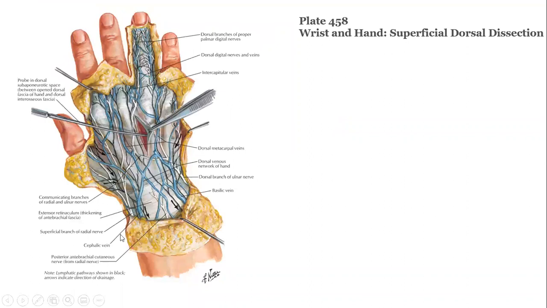So looking at the dorsal side of the hand for superficial dissection, you can see after they've taken away the skin and the subcutaneous fat, you have a network of dorsal venous branches on the dorsal side of your hand. And remember, our venous blood is traveling from distal to proximal.